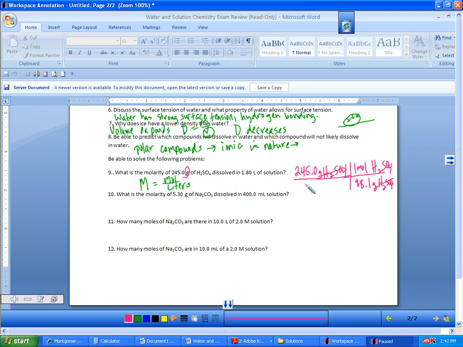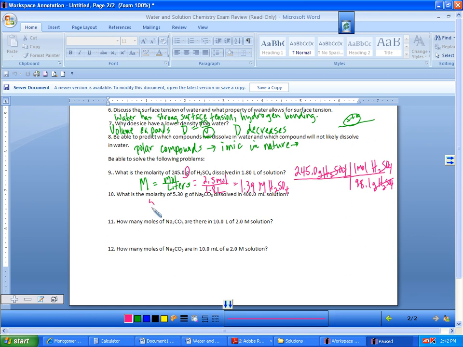That should cancel with that. So when I did 245 divided by 98.1, I got 2.5 moles. And then 2.5 moles divided by 1.8 liters, I got 1.39 molarity H2SO4. Sorry.